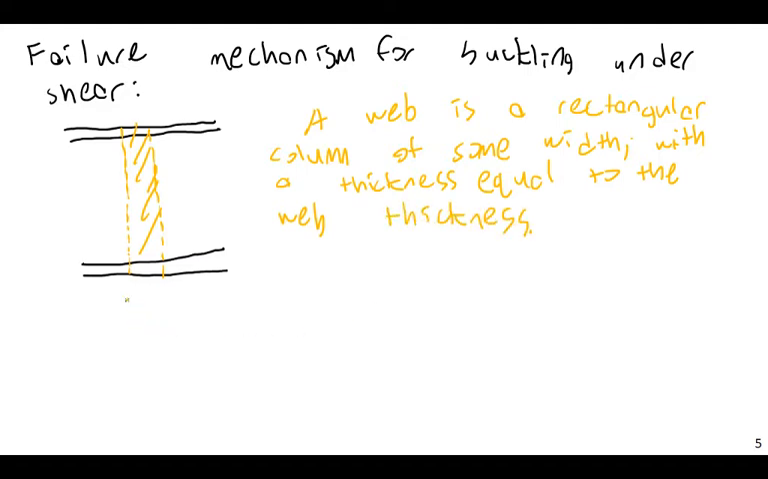Now it is a continuously braced column. Because it is continuous, that section of the web that would fail under buckling is braced by other sections of the web all the way along. It is a continuously braced web or column.